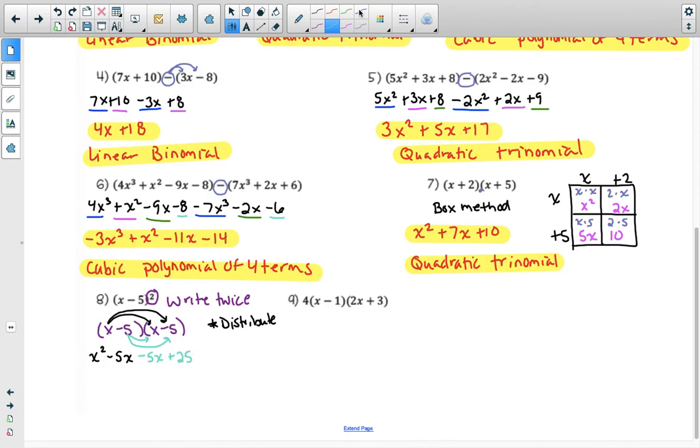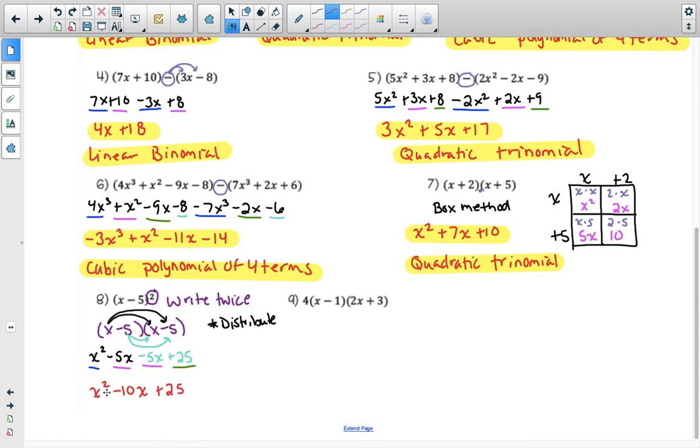Now we can combine our like terms. So again, we look for our largest exponent, which is x squared. There are no other x squareds. Next, we look for our x's. We have a negative 5x and another negative 5x. Then we look for our constants, which we have a positive 25. So we have an x squared, negative 5x and negative 5x give us a negative 10x. Be careful on that. Make sure that you are combining correctly. And then we have a positive 25.